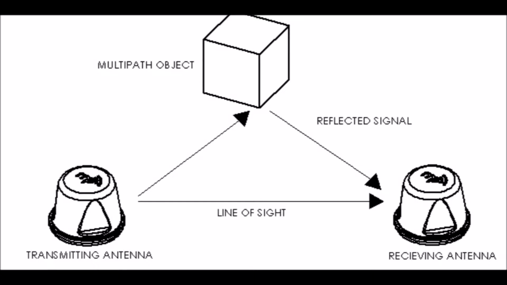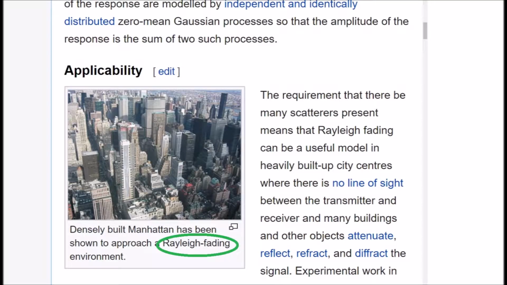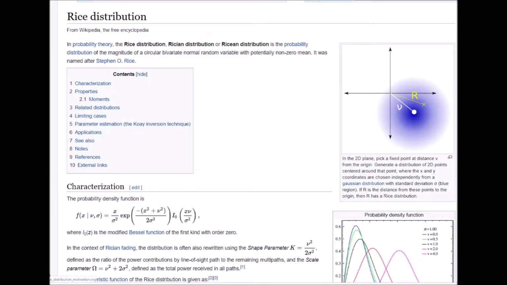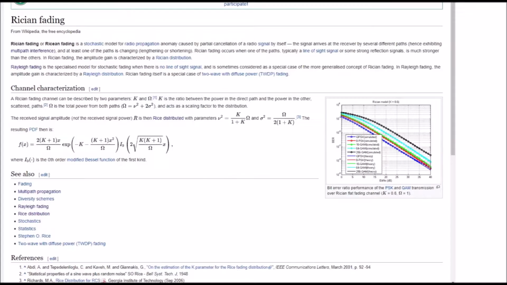I think fading is almost worth a separate definition. That's a note to self. Where the magnitudes of the signals arriving by the various paths have a distribution known as the Rayleigh distribution, this is known as Rayleigh fading. Where one component, often but not necessarily a line of sight component, dominates, a Rice distribution provides a more accurate model, and this is known as Rician fading. Note to self to look up Rayleigh fading.